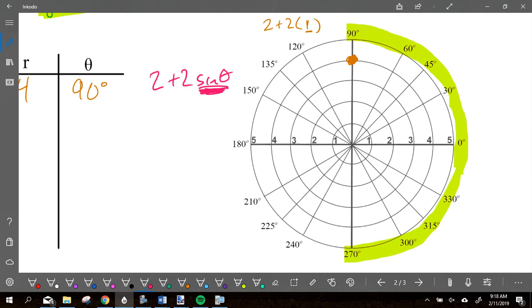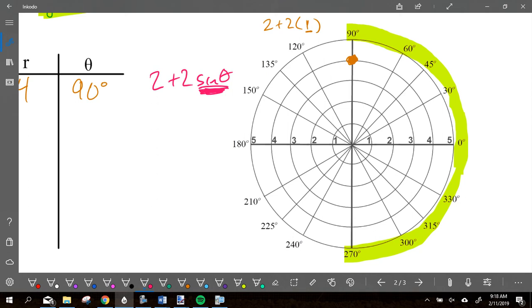At 60 degrees, 2 plus 2 times sine of theta. What is sine of theta going to be at 60 degrees? Square root of 3 over 2. And so if I did 2 plus 2 times square root of 3 over 2, is that a fun number? I don't want to deal with it. The answer would be 2 plus radical 3, so it's like 3.7 something. No one wants to graph that. We're going to skip it.